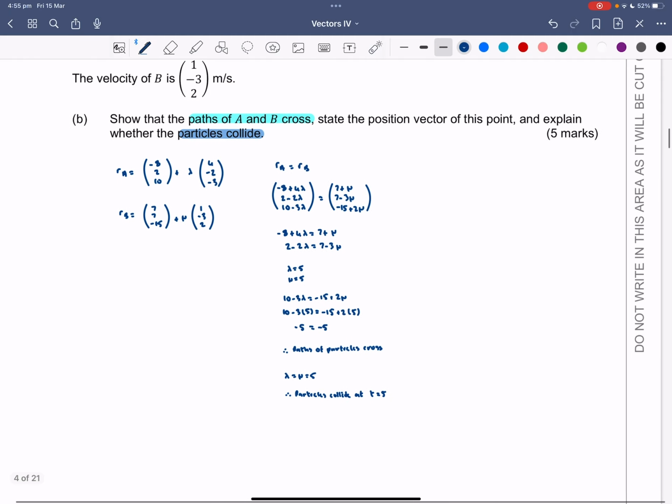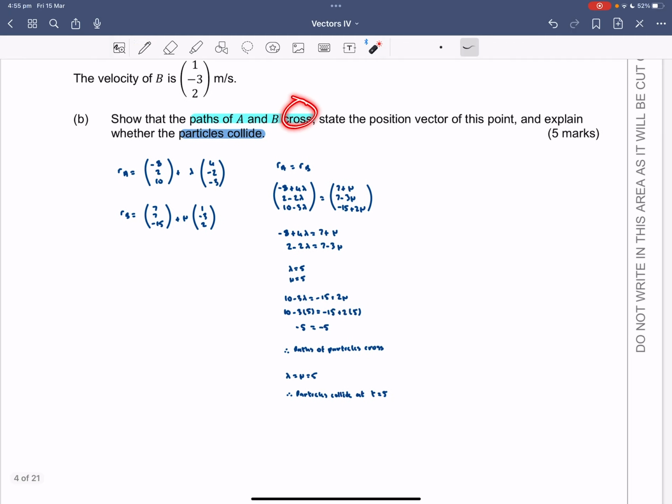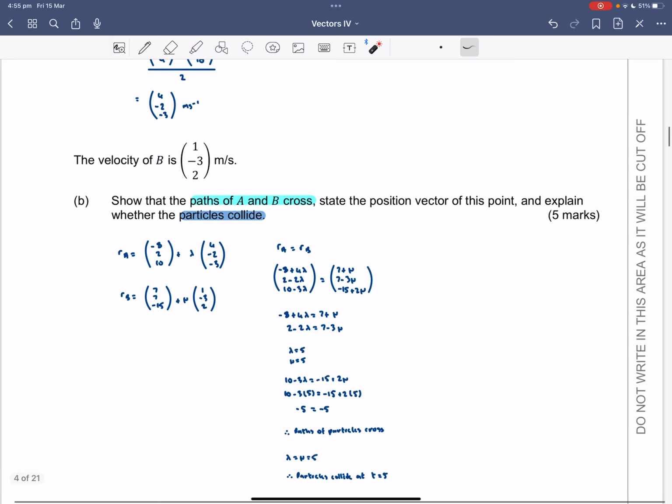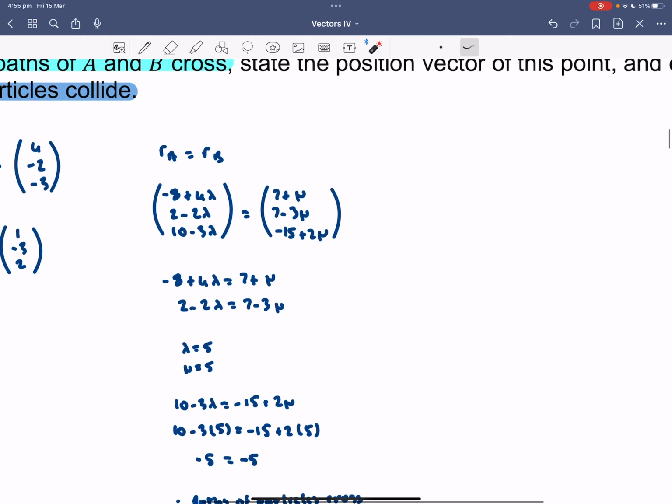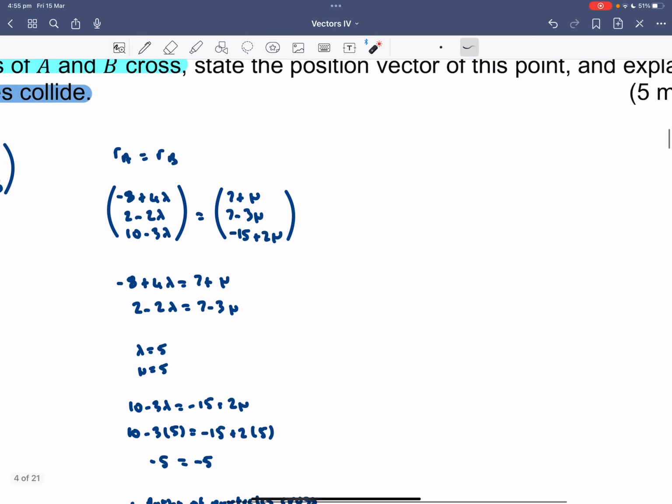What is the question asking for? Show whether they cross, state the position vector of this point, and whether they collide. Okay, so I just need to find out the position vector of this point. So I just need to chuck 5 either into here or into here, either or. Okay, so we'll just find out what happens when we put 5 into here. So the position of A at t equals 5.